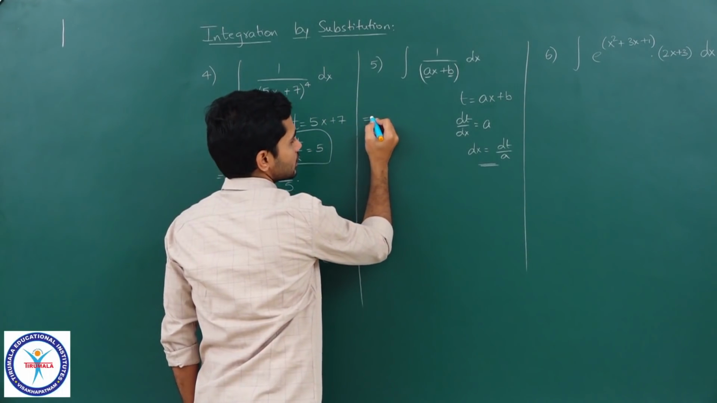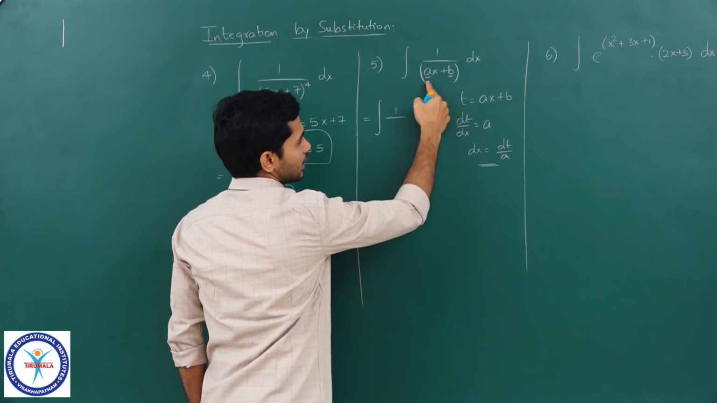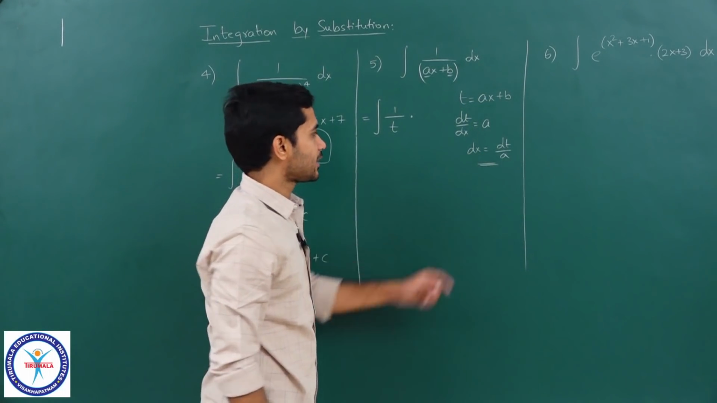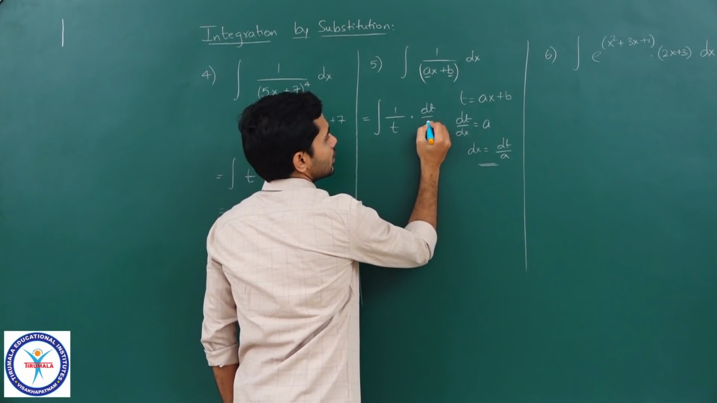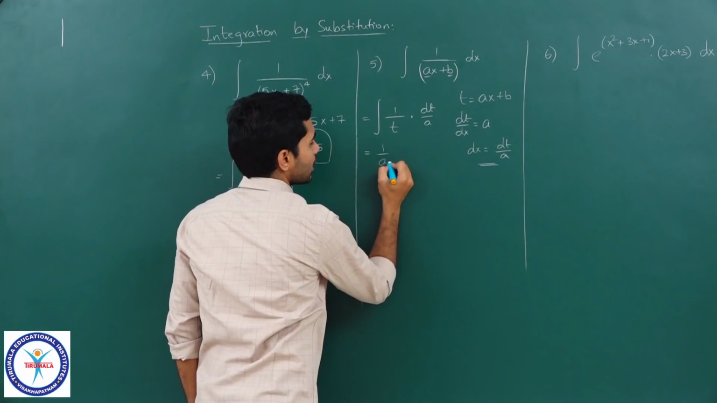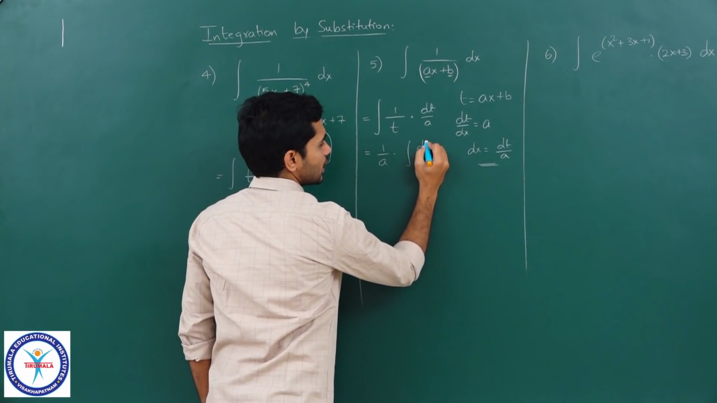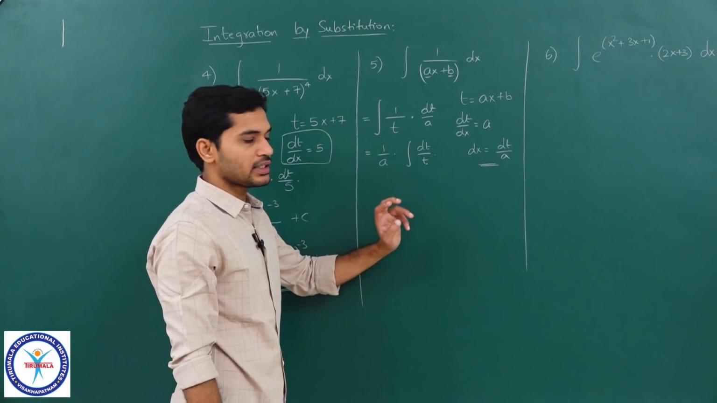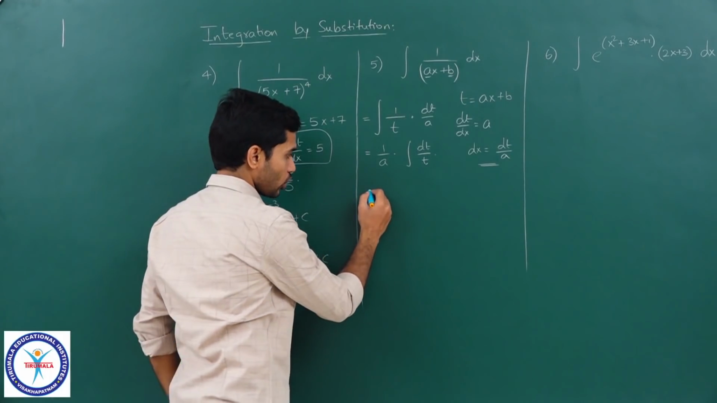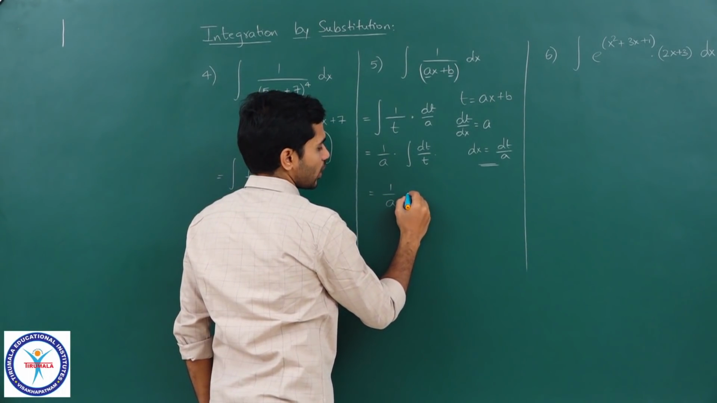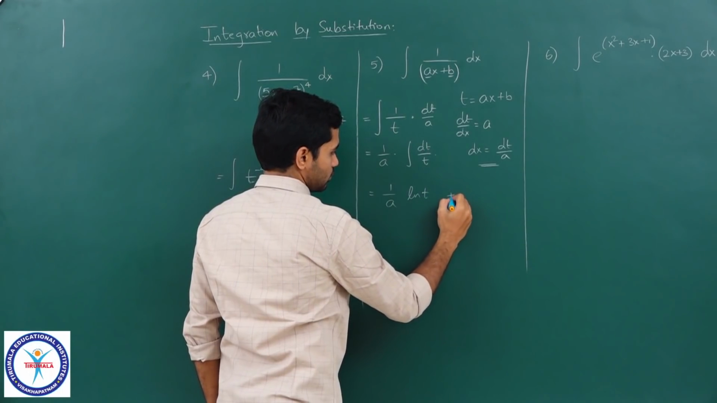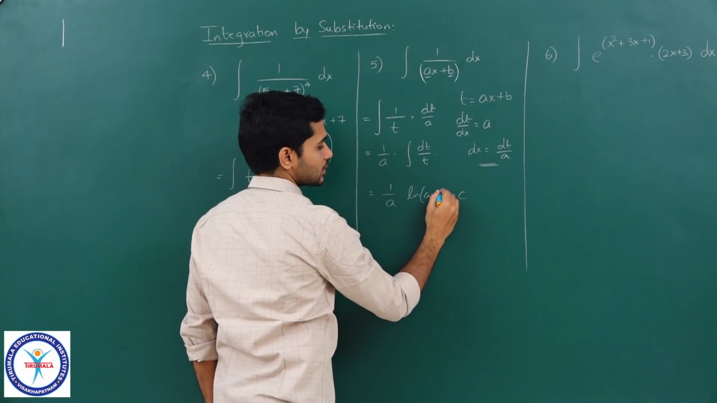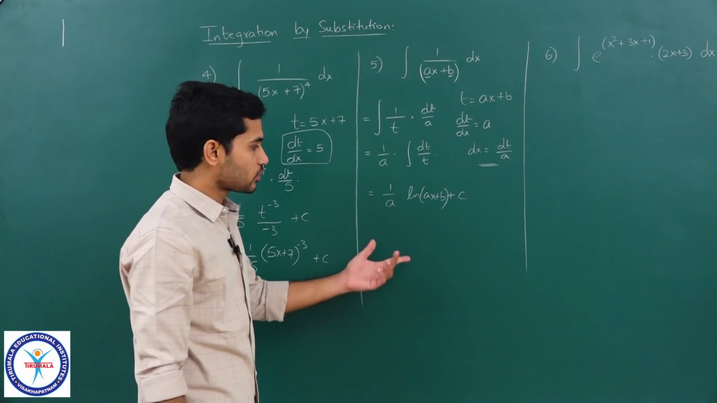So, now when I substitute that here, I would be getting 1 by Ax plus b can be replaced with t into dx. Dx is nothing but dt by A. So, now this is a simple integration, 1 by A into integral of dt by t. So, you know this, right? What is the integral of dt by t? It is nothing but ln t. So, I will be getting this as 1 by A into ln t plus constant. So, now you can replace this t with the value which we have there, which is Ax plus b, clear. So, that should be the answer.